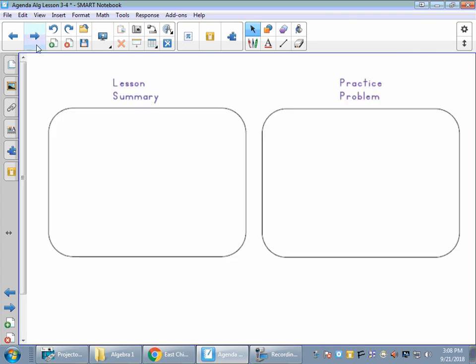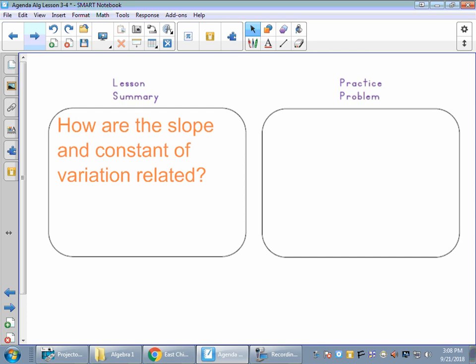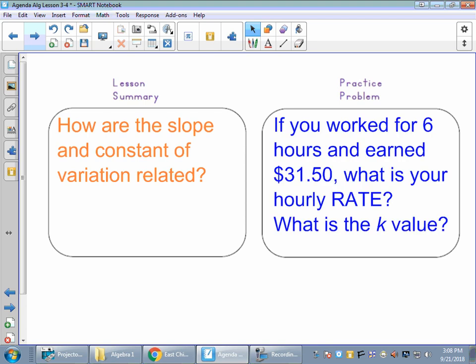Okay, so I know that was kind of a long one, but our lesson summary today is how are slope and constant of variation related? And then our practice problem here is if you worked for 6 hours and earned $31.50, what is your hourly rate? So basically, what is the k value? You worked 6 hours, you made $31.50. What is the k value? What is your hourly rate?